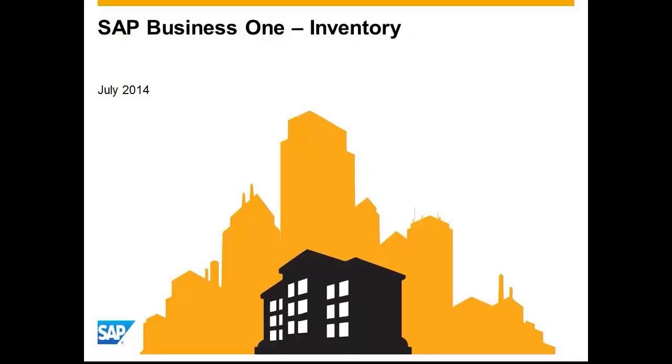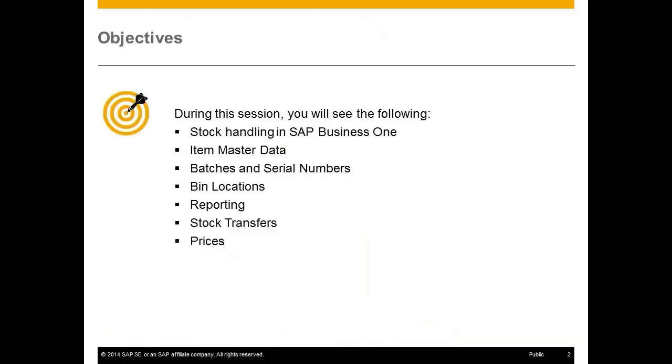And welcome to this session on inventory for SAP Business One. The objective of this session is to showcase some of the key features and functionality within the inventory area of the Business One product, including stock handling, item master data, batches and serial numbers, bin locations, reporting, stock transfers and prices. Within the latest release of the solution, enhancements have been introduced to more easily manage stock by units of measure, pricing and related components.